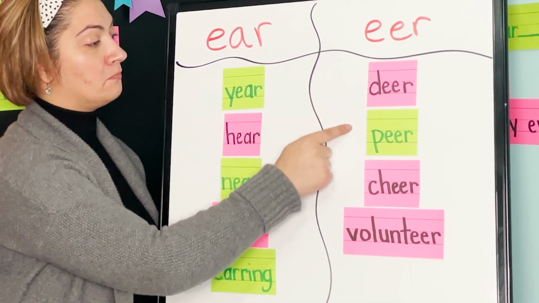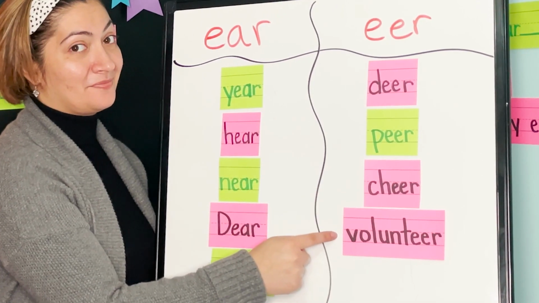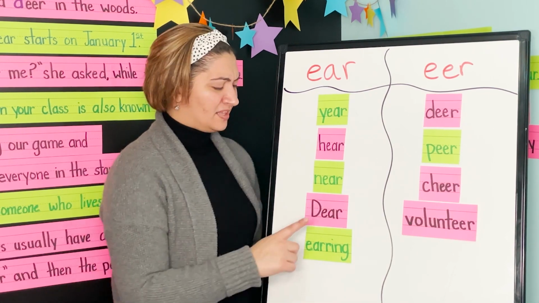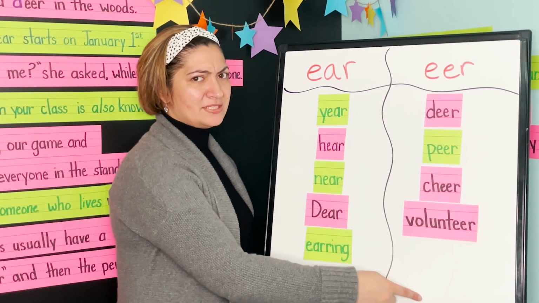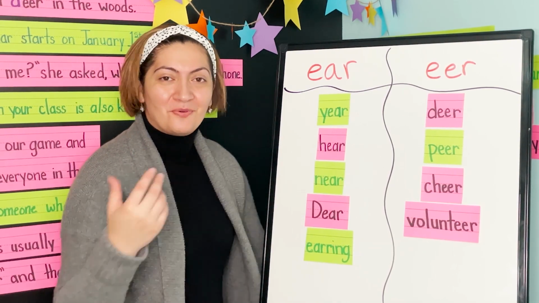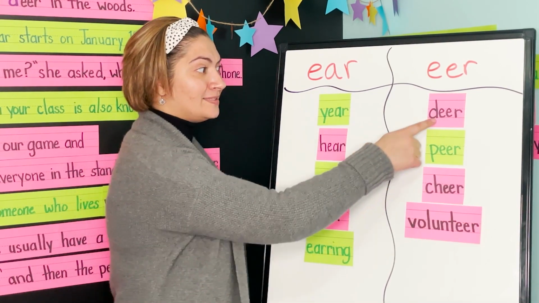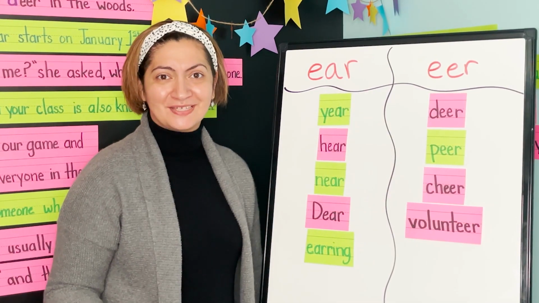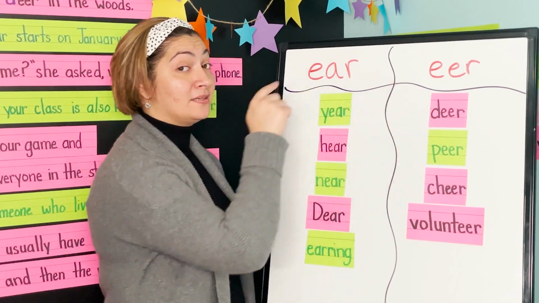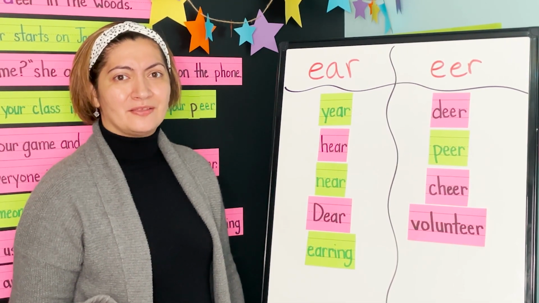Deer, peer, cheer, volunteer. Yes. Did you notice that there was a word on this side and a word on this side that sounded the same? You did? Well, that's a homophone. Yeah, deer, the greeting for a letter, and deer, the animal you might see in the woods. They sound the same, but they're spelled differently, but they have the same sounds. Yeah, it means they're pronounced the same way.